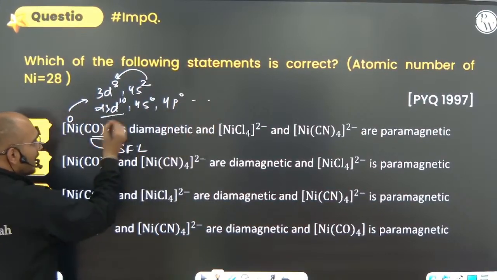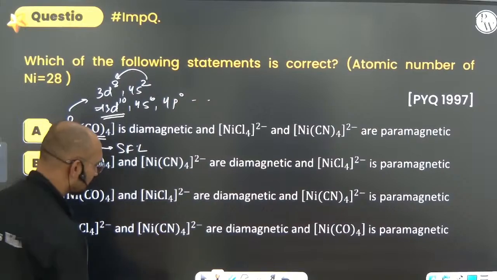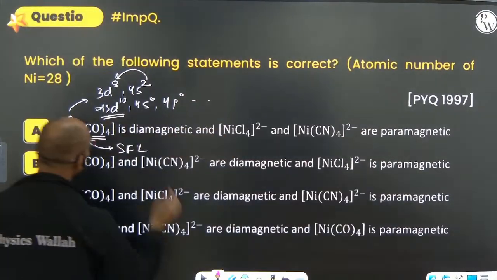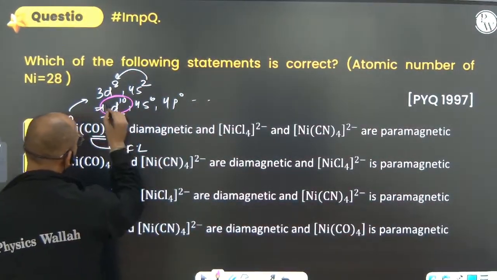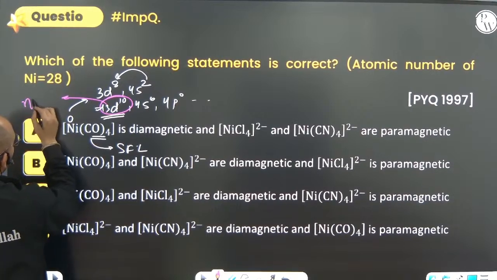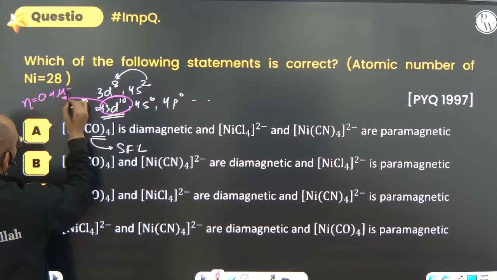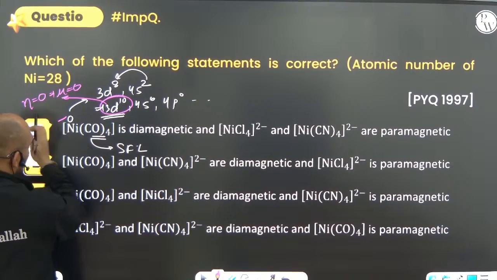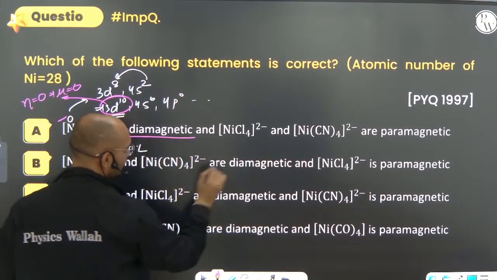So what is that? Can you see that? Is there any unpaired electron? No unpaired electron. No unpaired electron. So because it is 3d10, so therefore what we can say? Number of unpaired electrons equal to 0. So therefore mu will also be equal to 0. So just a minute. So it is diamagnetic. यहाँ तक तो सही है.